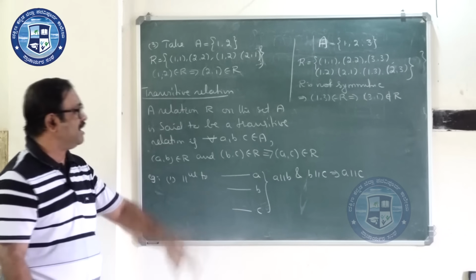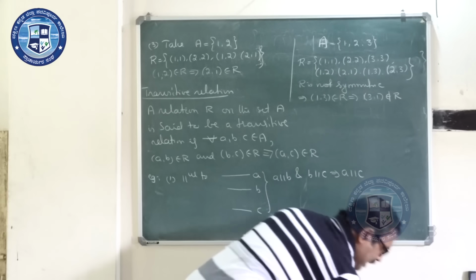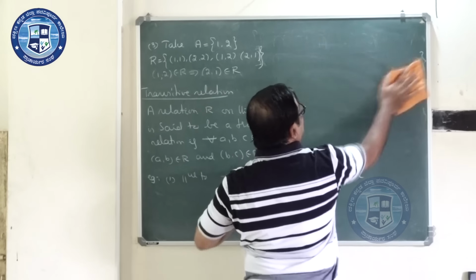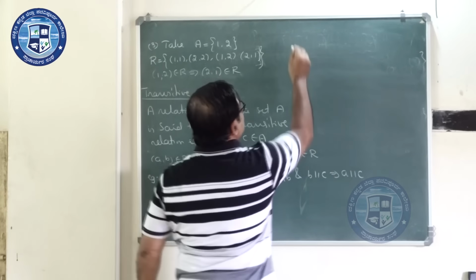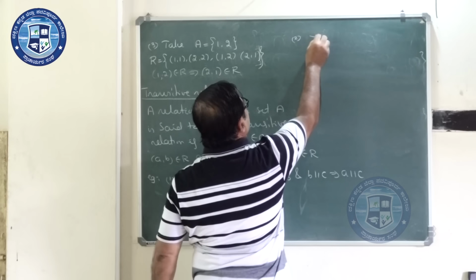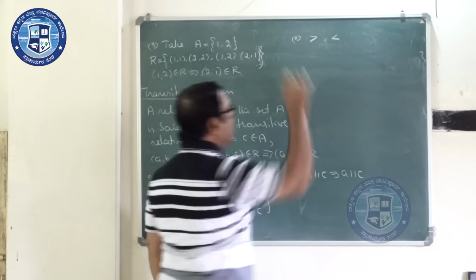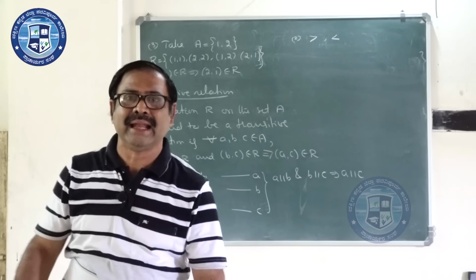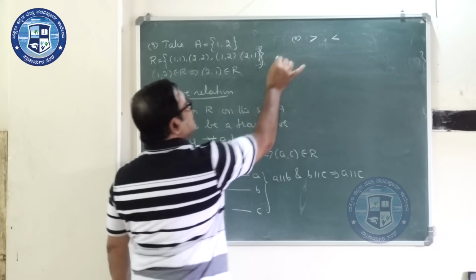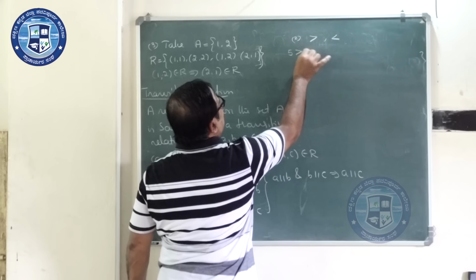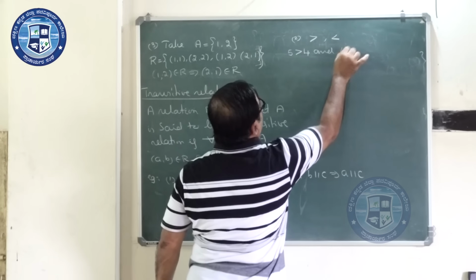Therefore, this relation is transitive. Now, I will give you one more example. Relation, general examples: greater than and less than. What about greater than and less than? See, 5 is greater than 4 and 4 is greater than 3.